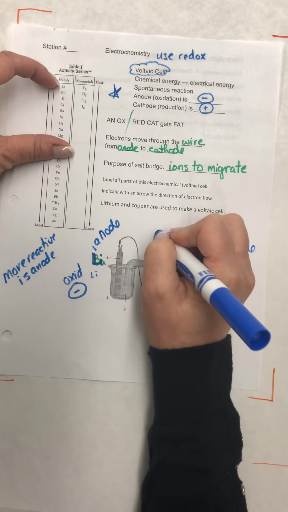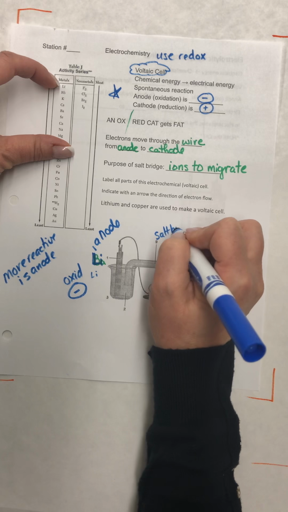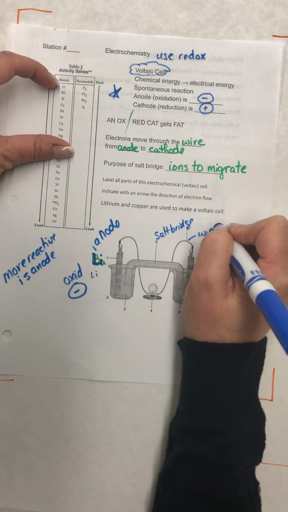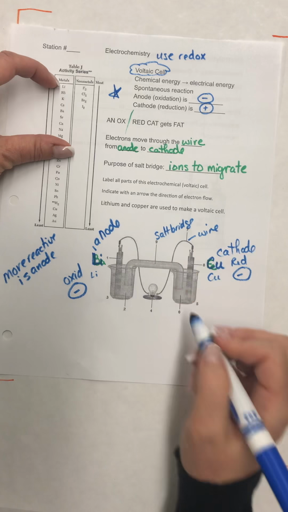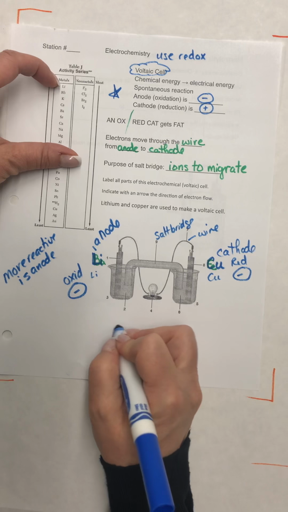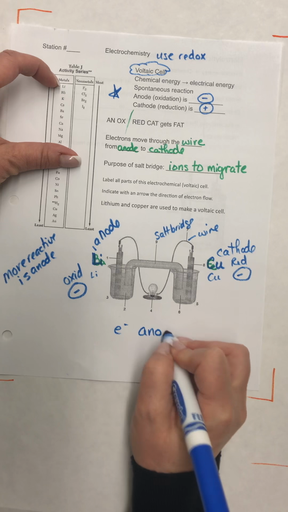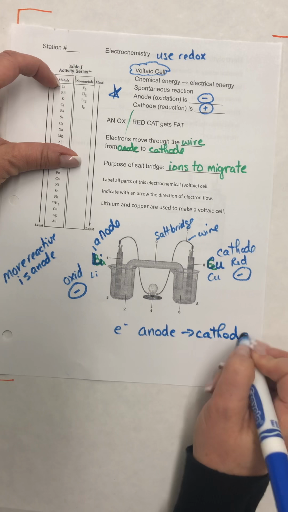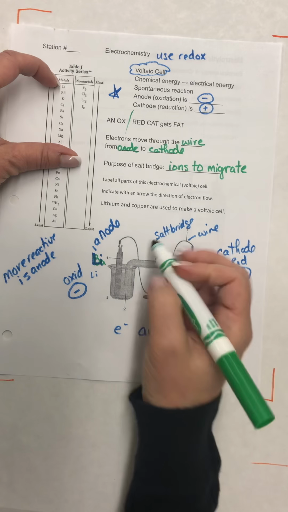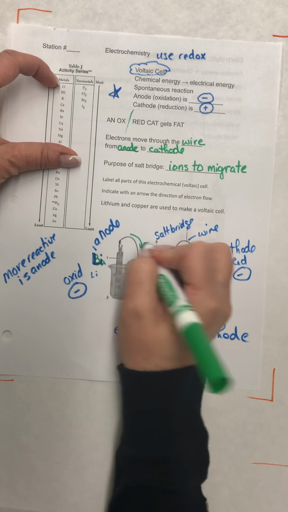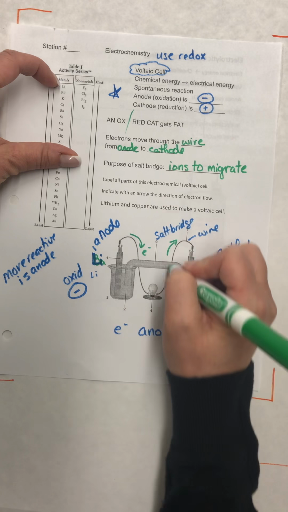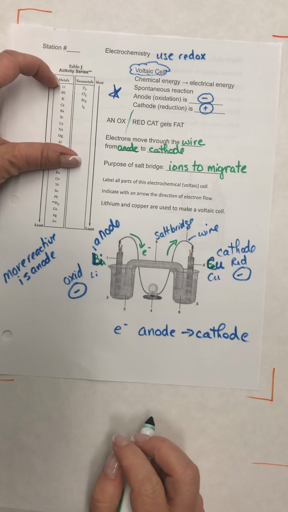Okay? This is my salt bridge in the middle, and this is my wire. That's where electricity is going to travel through the wire. So we're always going to have electrons travel from the anode to the cathode. So if I have to draw an arrow on here, electron flow, it's going to flow from the anode through the light to the cathode. Okay?